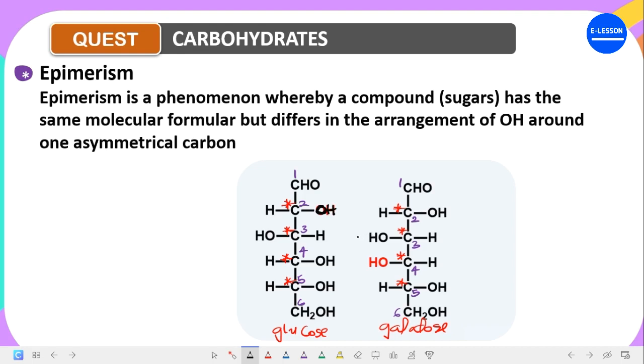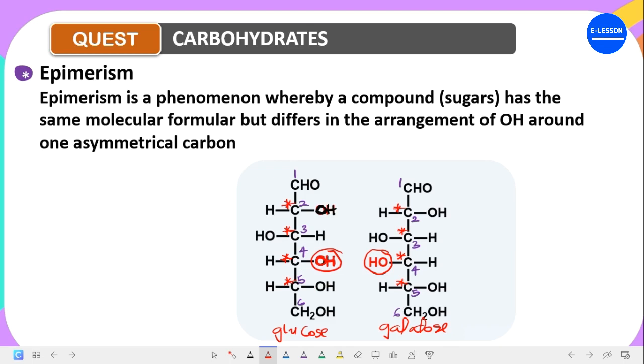Position is the same. Now, but when you come to carbon number 4, you discover something: the OH here is at the right hand side, which is this red OH, while the OH here is at the left hand side. Now every other position remains the same, OH here, OH here. So you see that at position number 4, the OH differs.